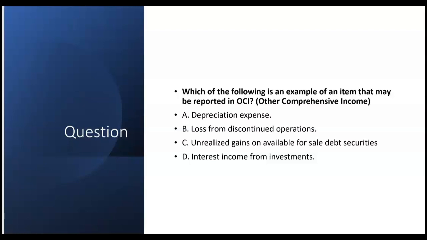Which of the following is an example of an item that may be reported in OCI, other comprehensive income? A, depreciation expense. No, that's an expense. That goes on the income statement. B, loss from discontinued operations. That goes on the income statement. C, unrealized gains on available for sale debt securities. Yes, that's something that goes in OCI. D, interest income from investments. No, that goes on the income statement.